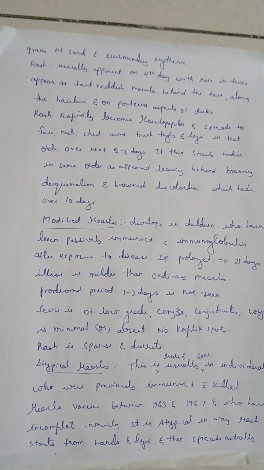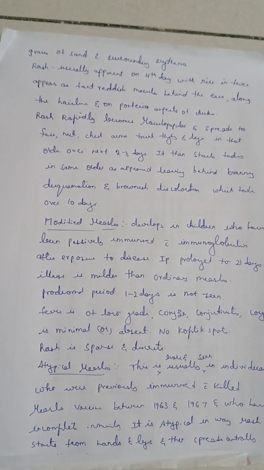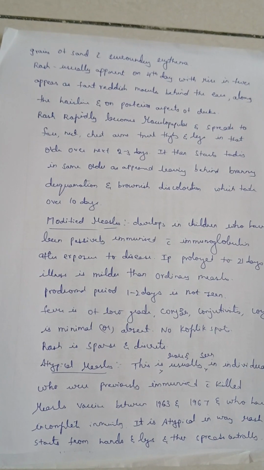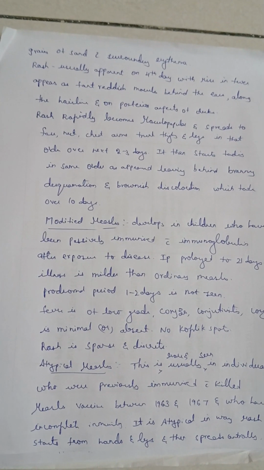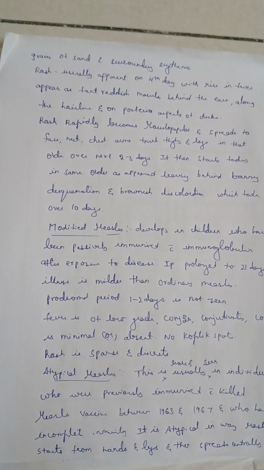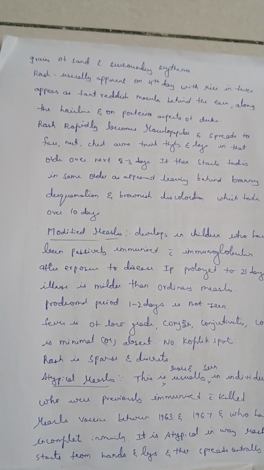This rash mainly starts from the center, that is, behind the ears, and then spreads peripherally. So it is known as a centrifugal rash, which we can differentiate from the chickenpox rash, which is mostly centripetal in nature.